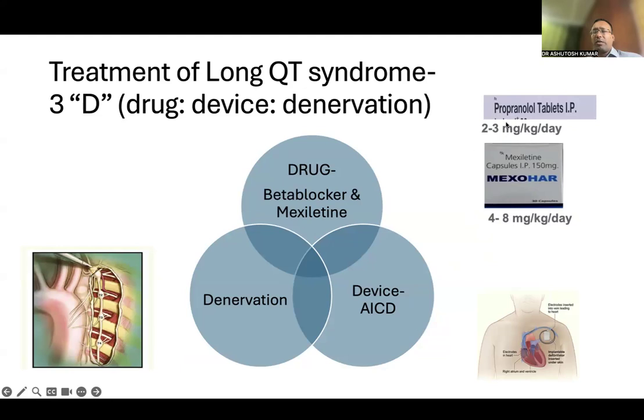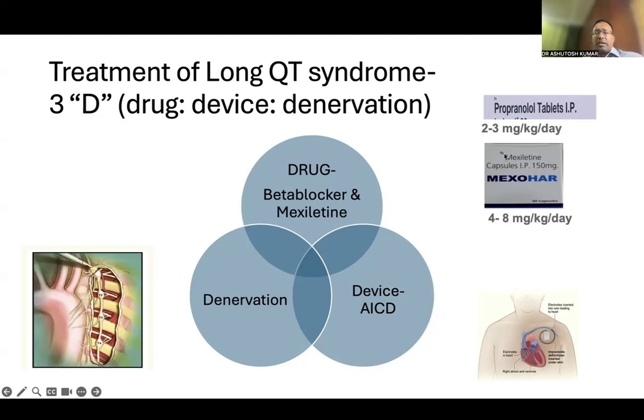So always and always choose propranolol wherever possible, and particularly in our country, propranolol is one of the best drugs, cheaper and available at every nook and corner, by name Inderal or Ciplar. We can try it and give the appropriate dose, 2 to 3 milligram per kg in divided doses. If it is long acting, you can give it once or twice.